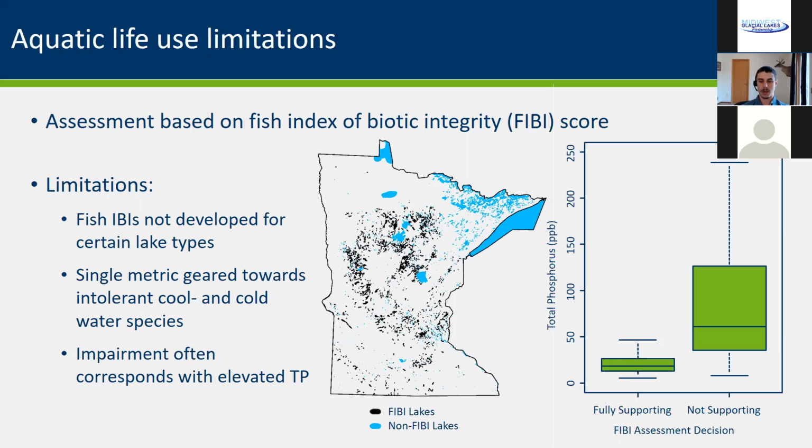For lakes where the fish IBI is appropriate and a cold water community is present, only a single metric out of either 11 or 15 metrics in the fish IBI is geared towards intolerant cool and cold water species. Finally, as the figure illustrates, impairment based on the fish IBI often corresponds with total phosphorus levels that exceed the 25 parts per billion level that I had previously described. So many of these lakes might not be identified as impaired until oxythermal habitat, and thus the cold water fish species that it supports, has already been lost.